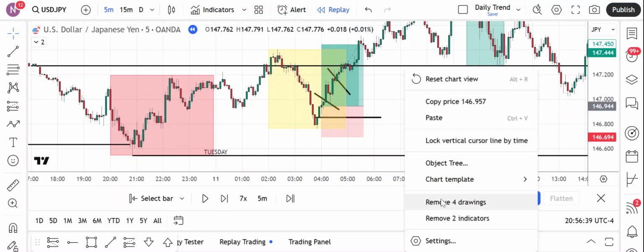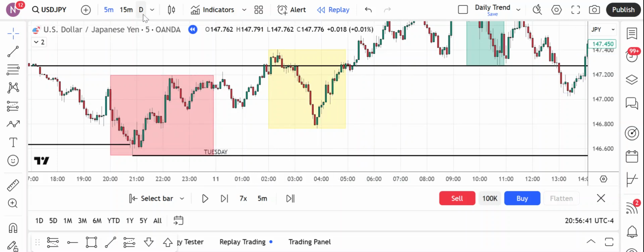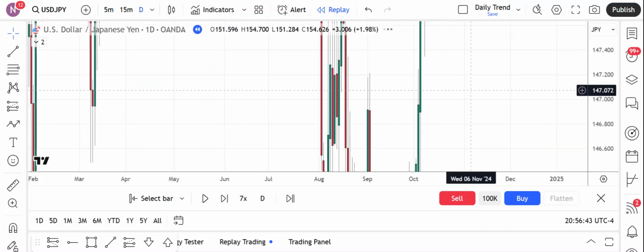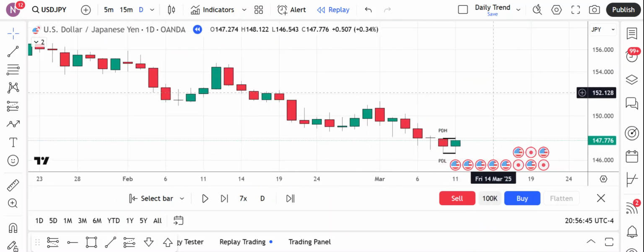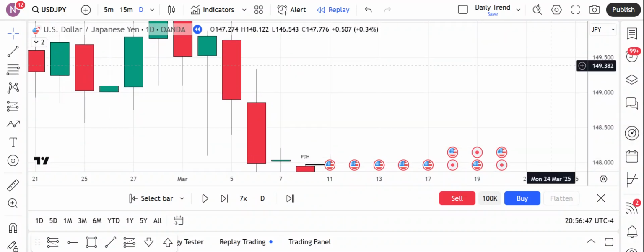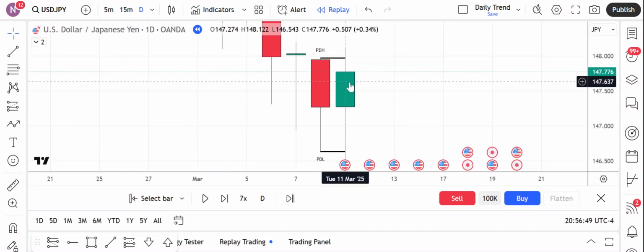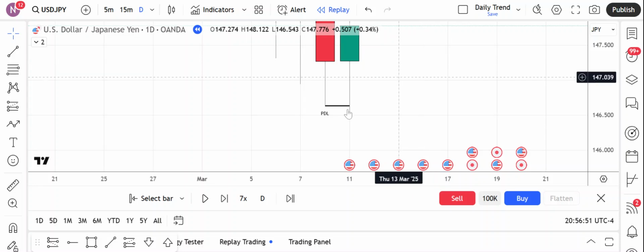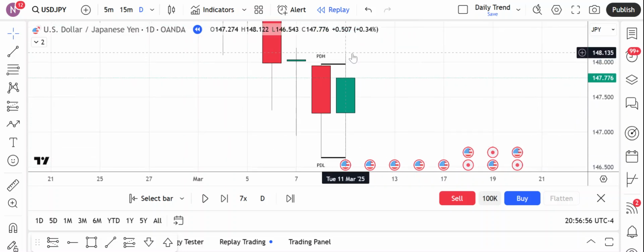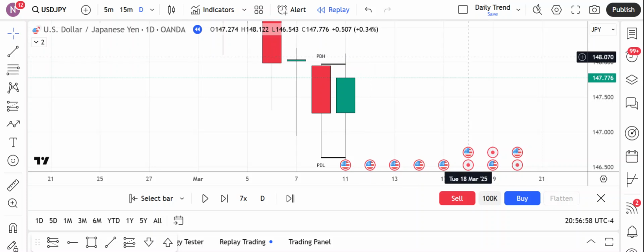That's it. Okay, so let's get rid of these drawings, go back to the daily. So here it is, once again. Okay, right there. Very simple. If I see red, I'm going long below the prior day low. If I see green, I'm going short above the prior day high. That's your daily bias. That's all you need.